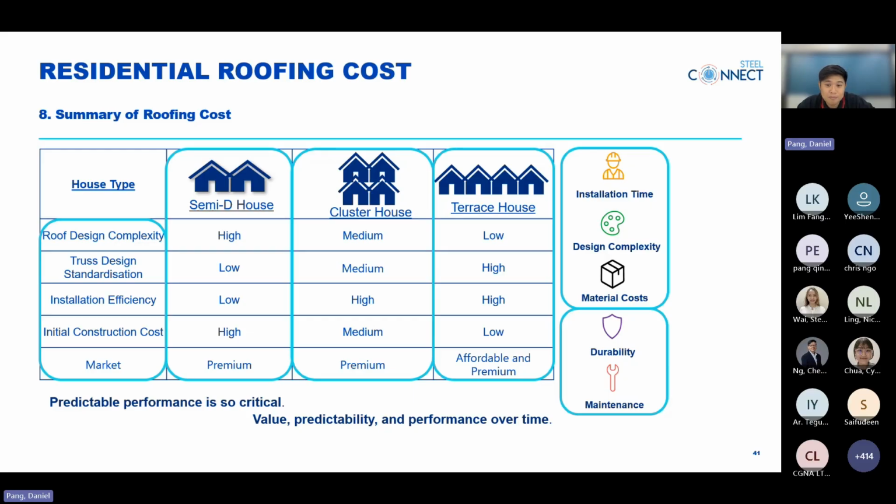This is why predictable performance is so critical. Ultimately, choosing the right roofing system is not about cheap versus expensive, it's about value, predictability, and performance over time.